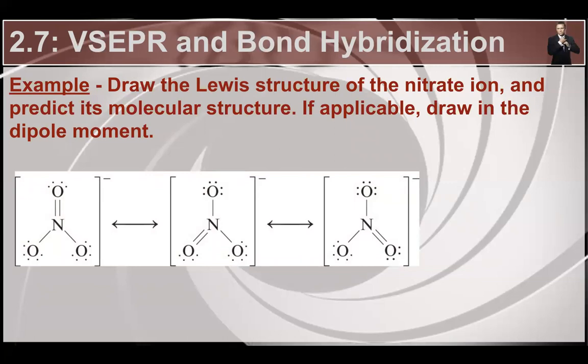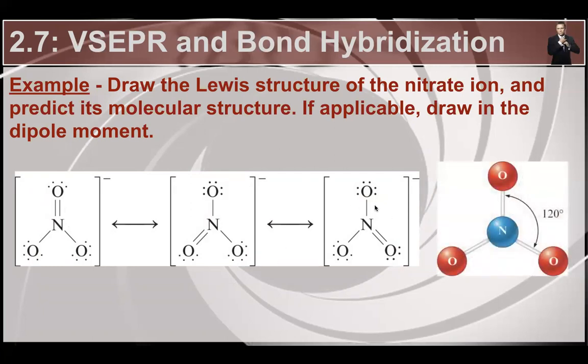So what is our molecular structure going to be? We have 3 regions of electron density and there are 3 bonding pairs, okay? No lone pairs. As a result, this is going to be trigonal planar. Okay, so 120 degrees between the 3 bonds.